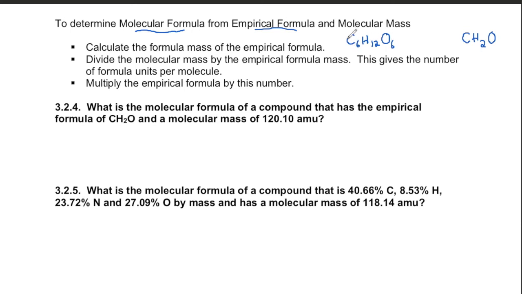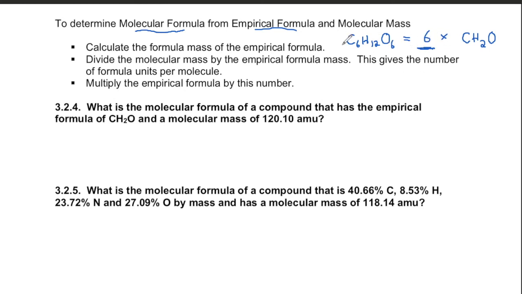So we had examples like this, C6H12O6. The empirical formula, the simplest ratio, is CH2O, and the molecular formula is a multiple of this. This is really 6 times the simplest ratio. So for molecular formulas, we want to figure out what this number is.